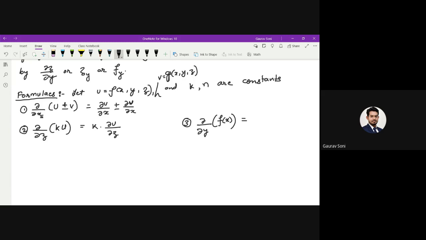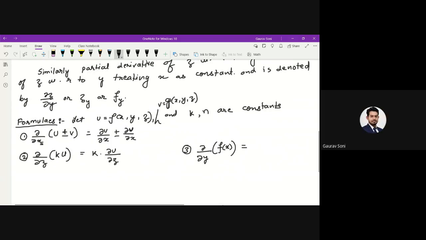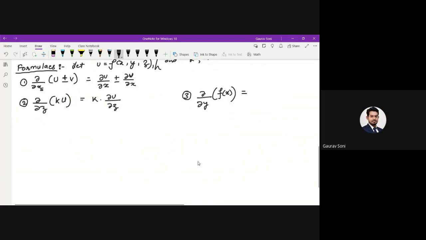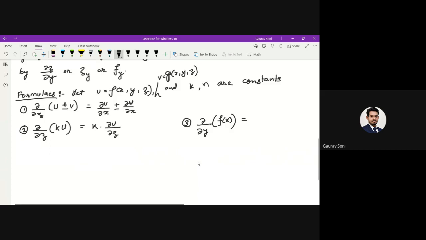What is the definition of partial derivative with respect to y? It means x is constant. So derivative with respect to y when treating x as constant. So what will be the function of x? It will be constant or it will be variable? It will be variable, I guess. x is a constant.